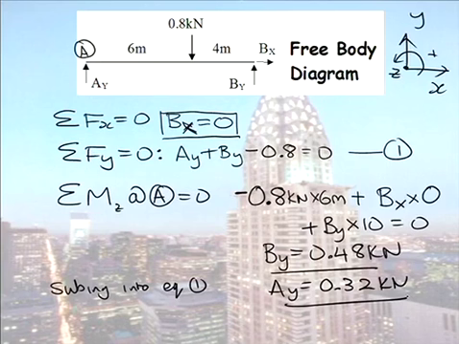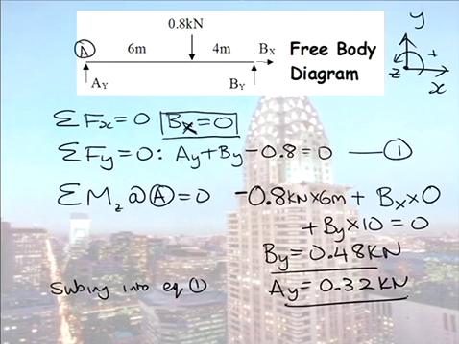And then you ask yourself, would I expect B to be bigger than A? The load is applied closer to support B. So yes, you would expect B to be the bigger reactive force. So far so good? Okay.